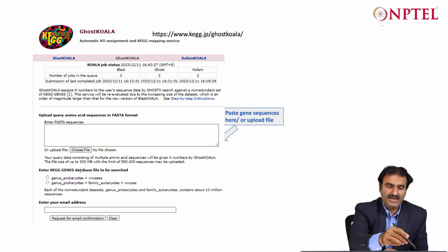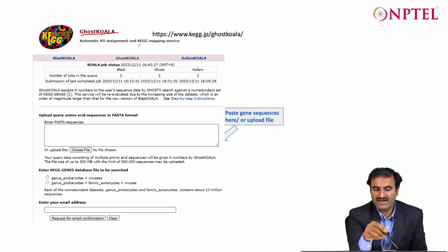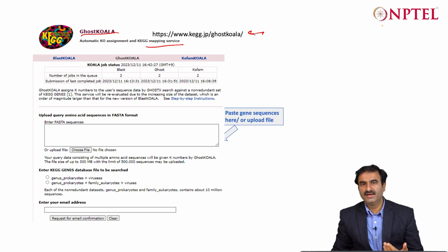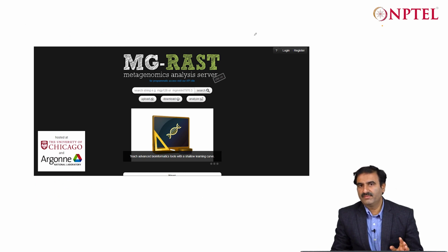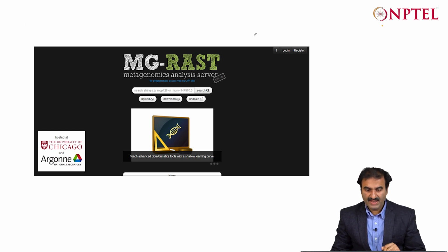GhostKOALA is one of the automatic KO assignment and KEGG mapping services, where you can upload your sequence or paste it. It is available here, and it can assign the KO IDs to your sequences and the pathway IDs also. So that is good for looking at the functional pathways, and so you can try that KEGG application. MG-RAST is a very comprehensive server which can take your data and do multiple things from your data.